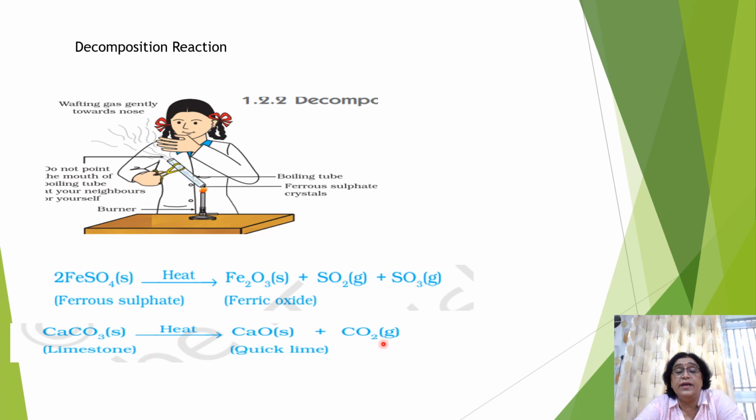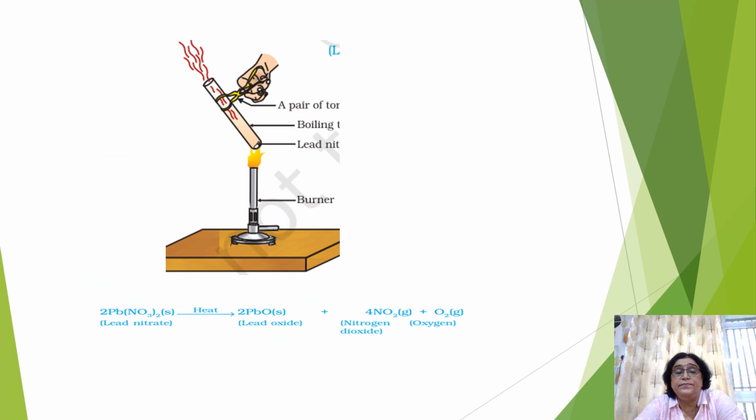Okay. Then calcium carbonate, similarly, if you take in a test tube and heat it strongly, then you get calcium oxide and carbon dioxide. Calcium carbonate is called limestone, which converts to quicklime, that is calcium oxide, and the gas given out is carbon dioxide gas. Clear? Then lead nitrate, if you heat, then PbO is formed, NO2 and O2 gases are given out. So when you heat lead nitrate, you get lead oxide, and nitrogen dioxide and oxygen are the gases given out.